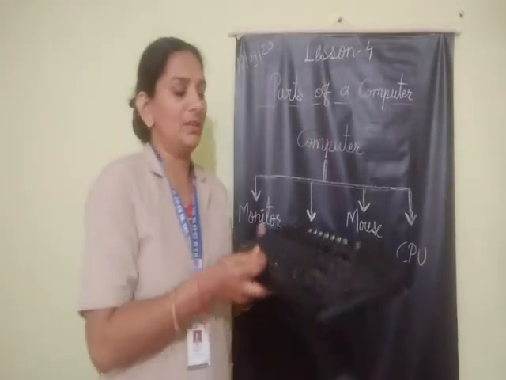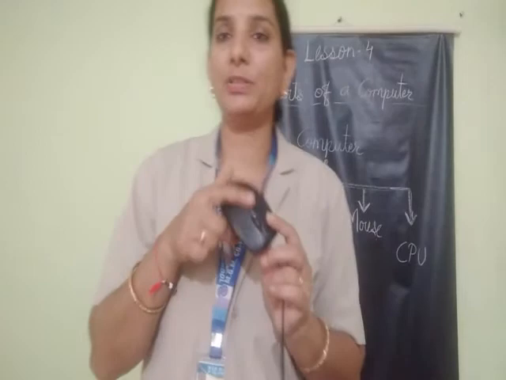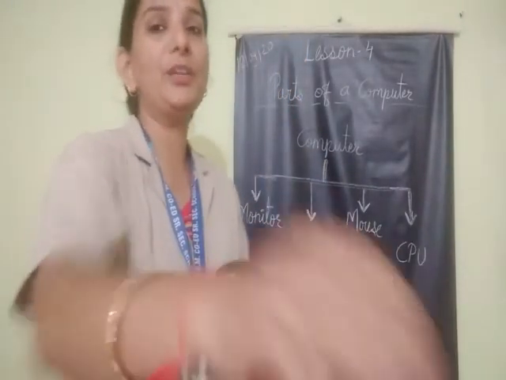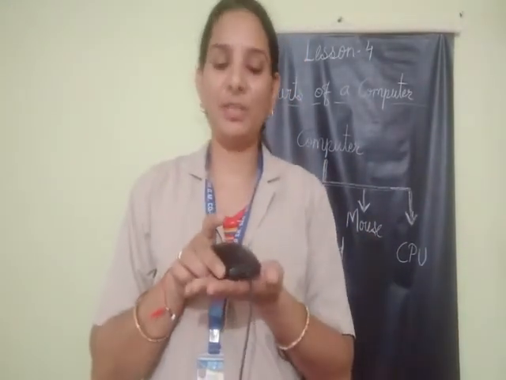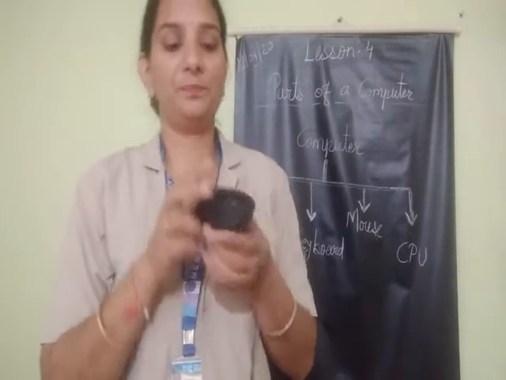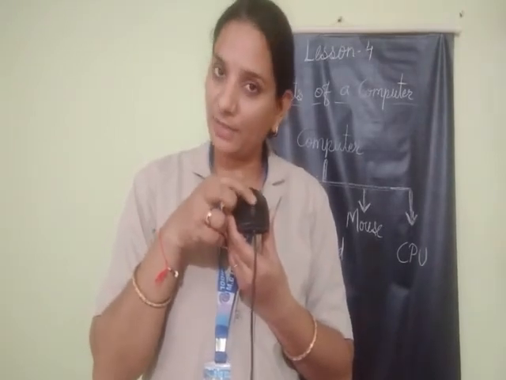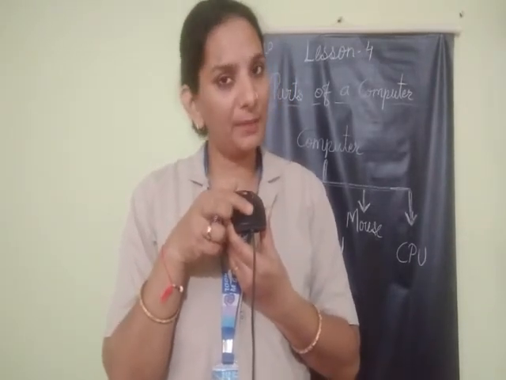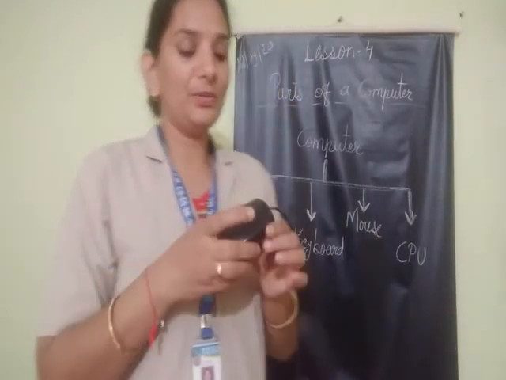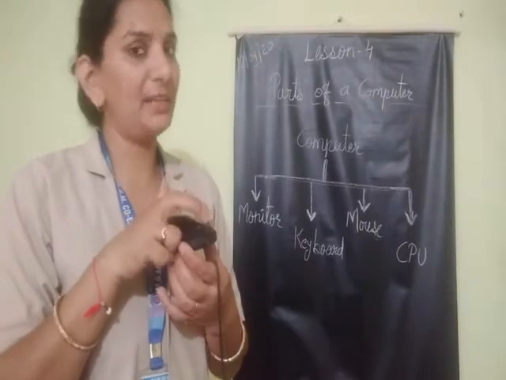Okay children. Next is the mouse. So children, the mouse is also an input device. Using this mouse we draw on the computer. The mouse has 2 buttons, left button and right button, and between the left and right buttons it has a wheel for scrolling a page, for scrolling your drawing. So it has 2 buttons, left and right.